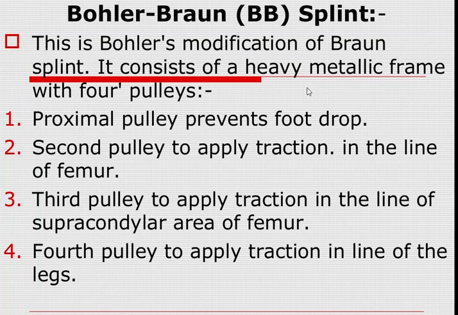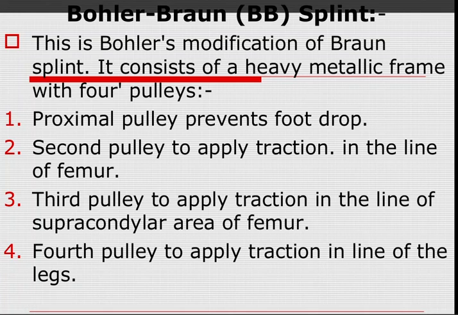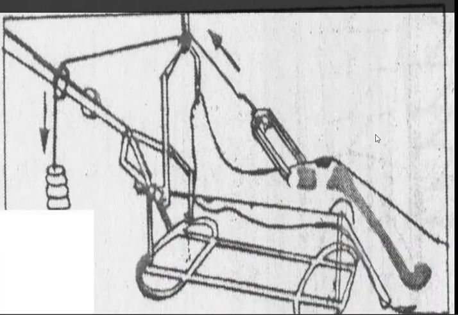So we can see these are covered under the Bohler-Bond splint. Mainly four pulleys are used under the Bohler-Bond splint: first, proximal to prevent foot drop; second, to apply traction in the line of femur; third, to apply traction in the line of supracondylar area; and fourth, to apply traction in the line of the leg. Okay, so this is a diagram of the Bohler-Bond splint.